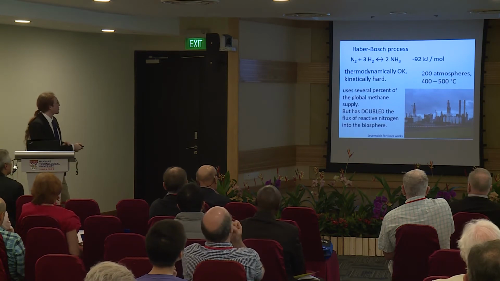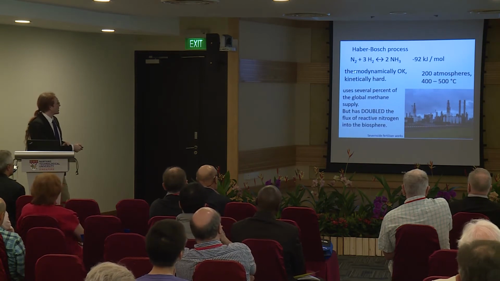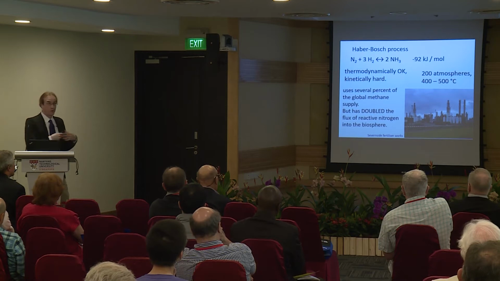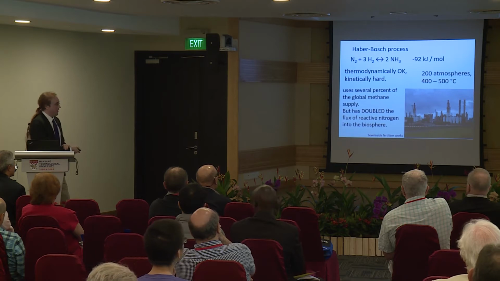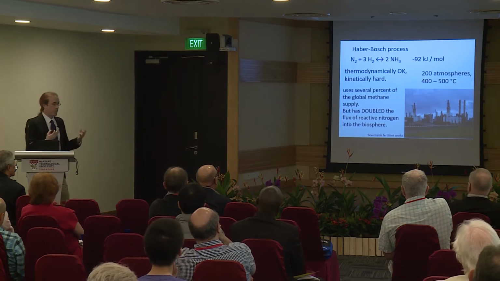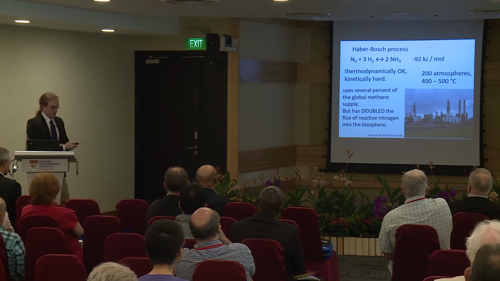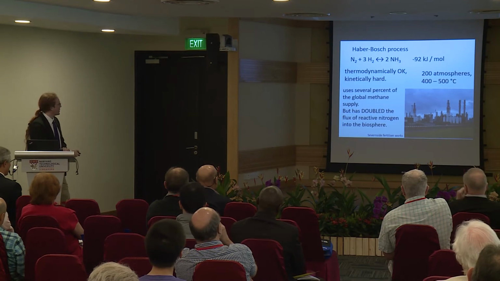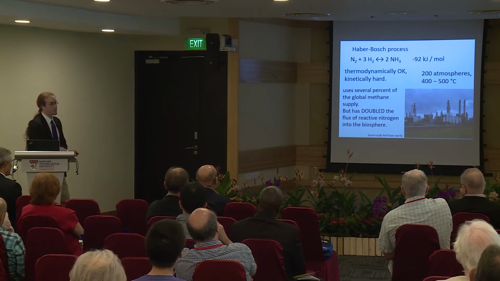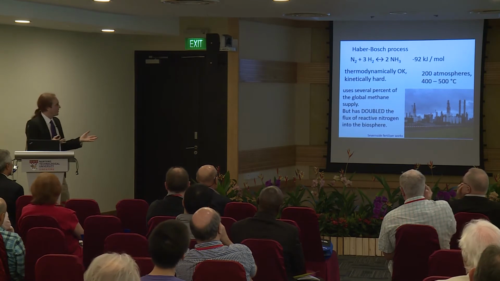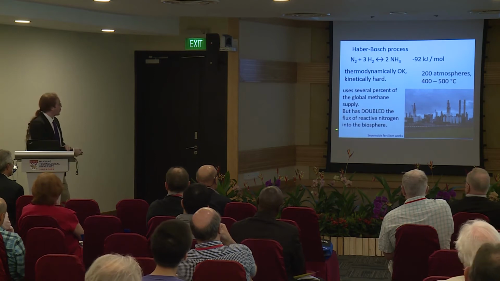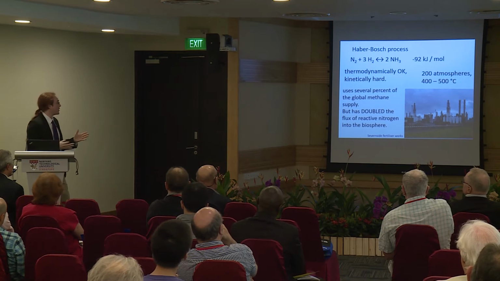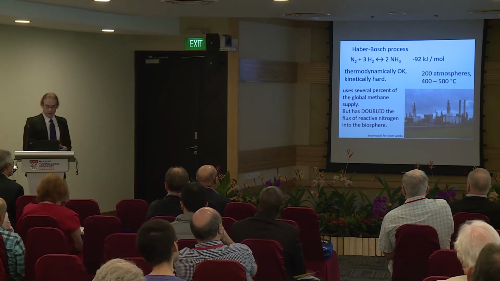Industrially, we do this with the Haber-Bosch process. Thermodynamically, that's actually not too bad because hydrogen is a good reductant, and this is energetically fairly flat. But to break that bond, you need to put in a lot of energy, so it's done at 200 atmospheres at high temperature. And this uses several % of the global methane supply, so it's a big drain on our resources. I would say, although it is a big drain, it's actually a bargain because it has doubled the flux of reactive nitrogen into the biosphere. So all the carbon we burn is only changing the carbon flux into the atmosphere by a few %. We have doubled the flux of reactive nitrogen into the biosphere, which is causing lots of pollution and bad news.